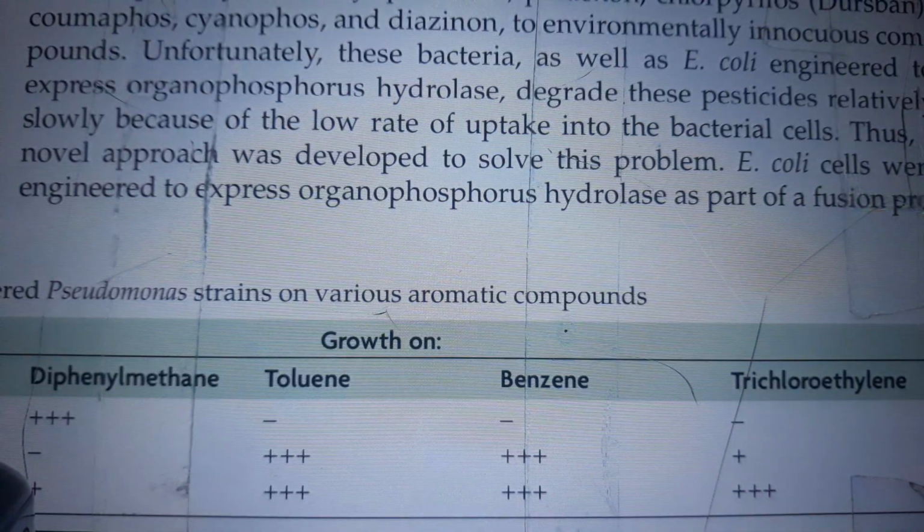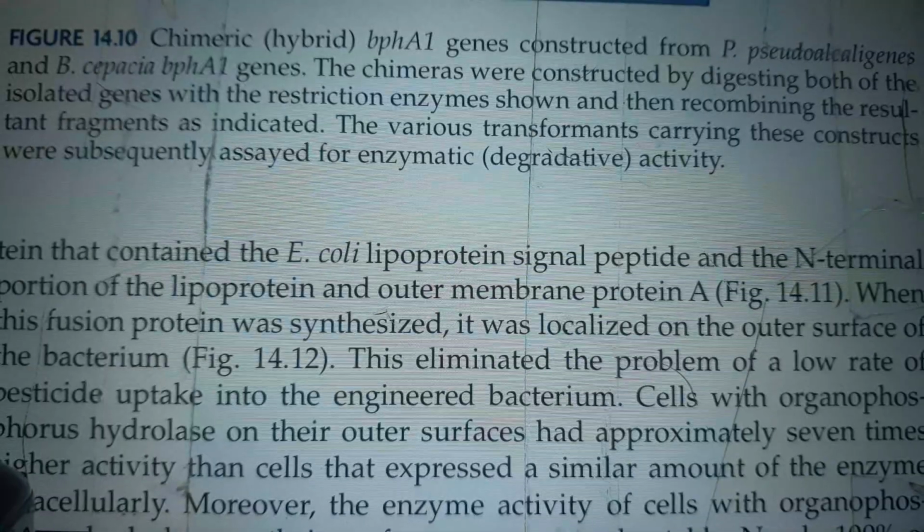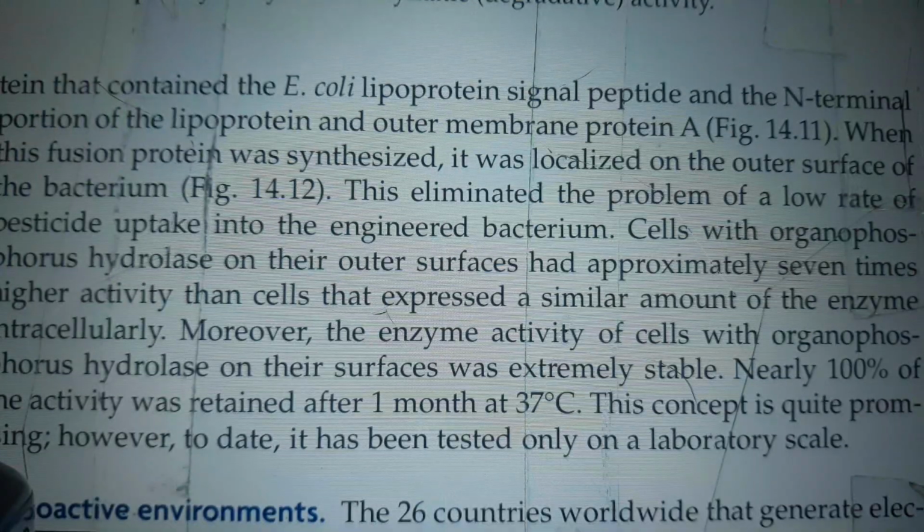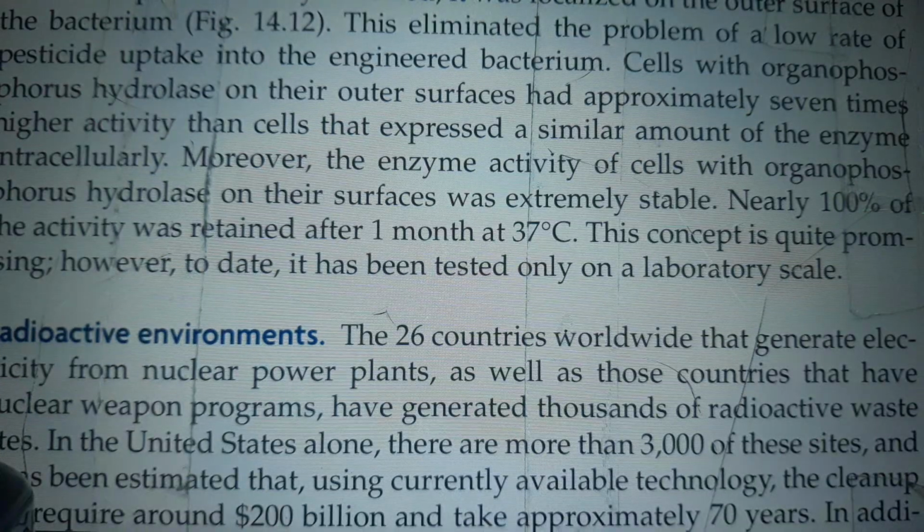E. coli cells were engineered to express organophosphorus hydrolase as part of a fusion protein that contained the E. coli lipoprotein signal peptide and the N-terminal portion of the lipoprotein and outer membrane protein A. When this fusion protein was synthesized, it was localized on the outer surface of the bacterium.